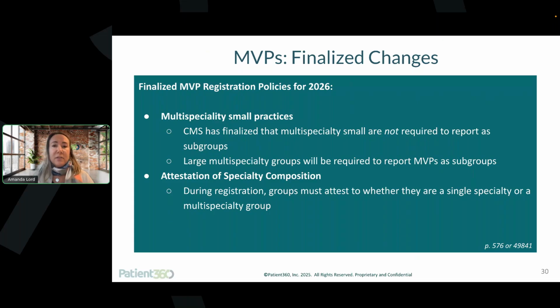Small practices, there's still the exemption for them though. So if you're a small practice with fewer than 15, you can remain in a single group and you don't have to worry about the subgroup reporting.